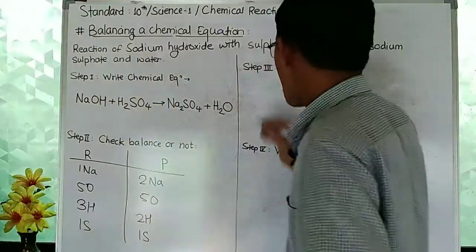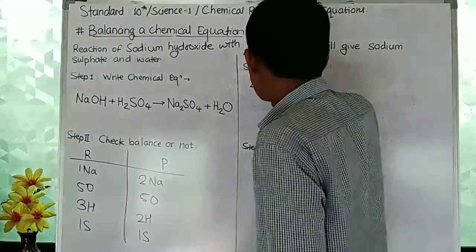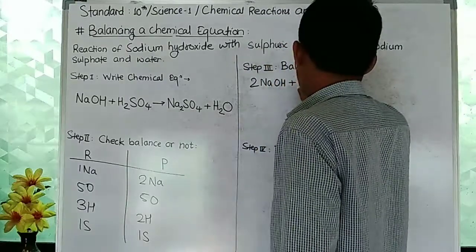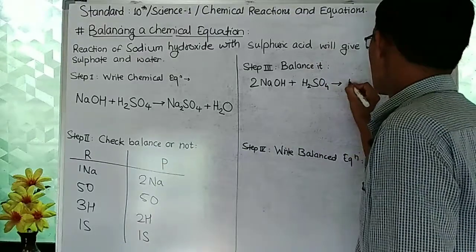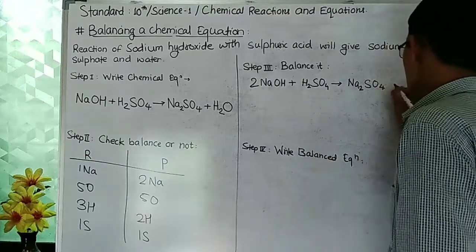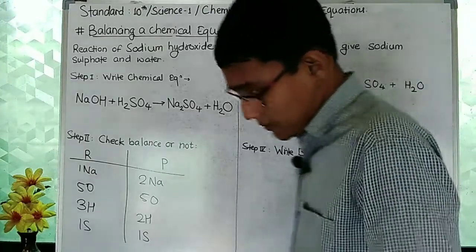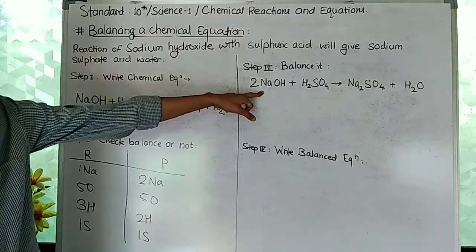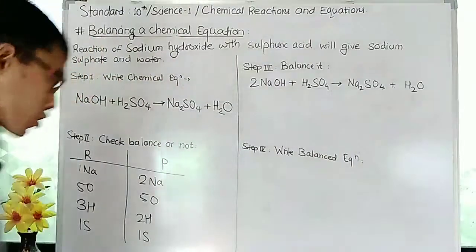So what I will do, I will take 2 molecules of sodium hydroxide. So 2NaOH plus H2SO4 will give me Na2SO4 plus H2O. Now you can see that the number of sodium atoms in the reactant side is 2 and the number of sodium atoms in the product side is also 2.